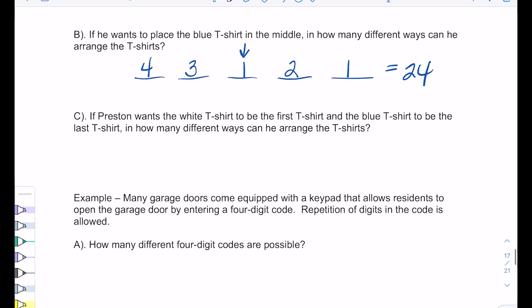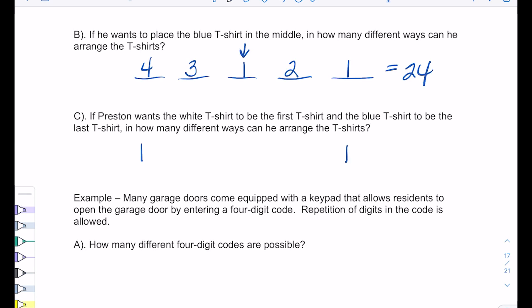If Preston wants the white t-shirt to be the first t-shirt and the blue t-shirt to be the last, how many different ways can he arrange the t-shirts? So if white has to go first, there's only one way to put white. And blue has to go last. There's only one way to put blue.